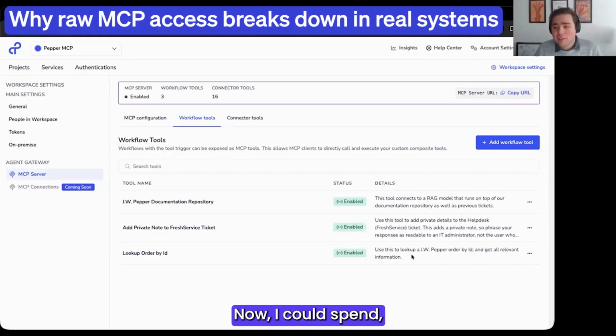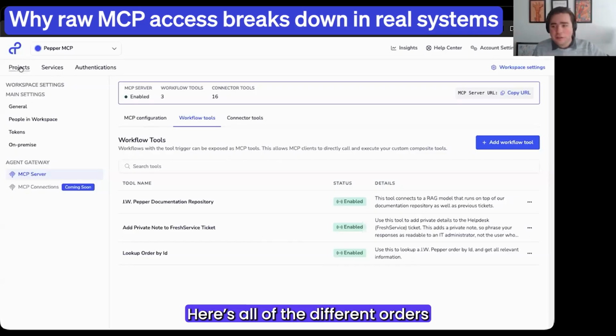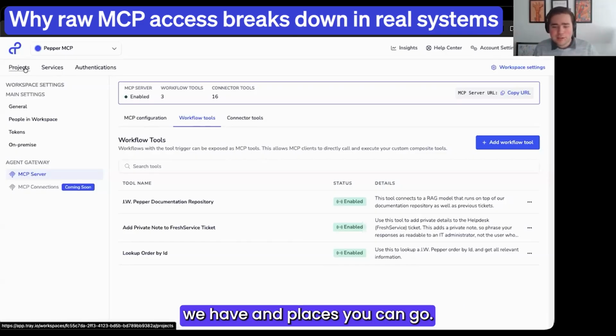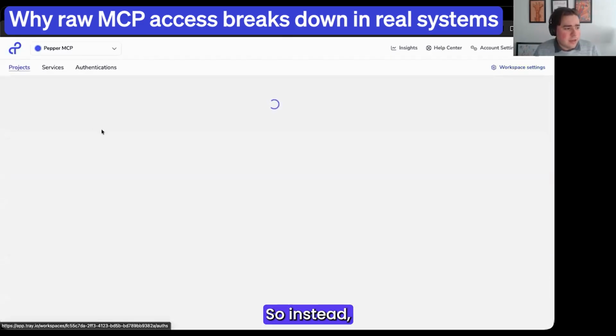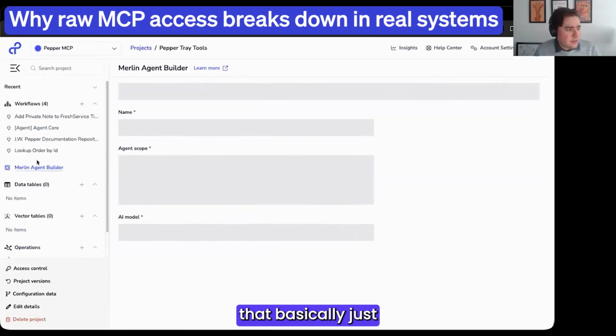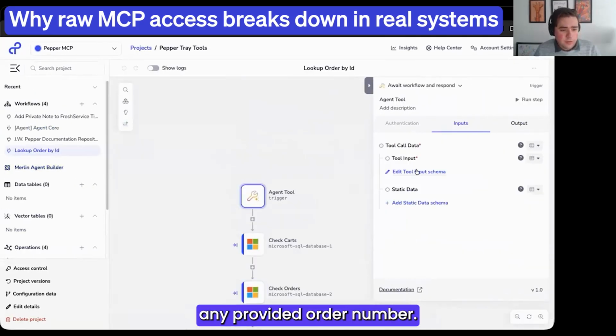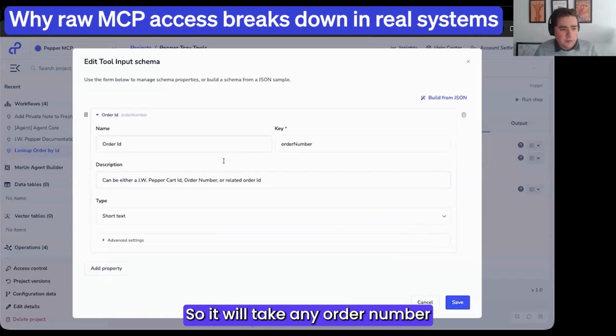Now, I could spend, as I mentioned before, all day just documenting in the system prompt. Here's all of the different orders we have and places you can go, and it probably still wouldn't be deterministic, right? It would be making things up. So instead, what we did is we just created a workflow that basically just queries based on any provided order number.